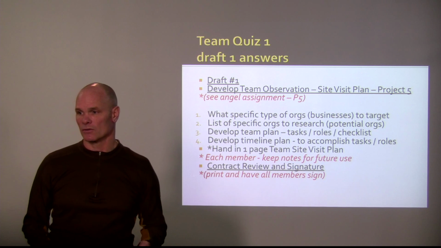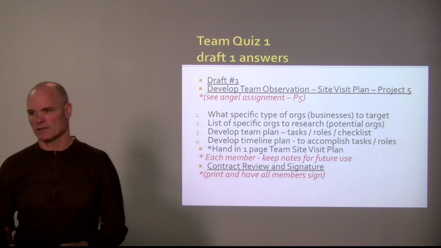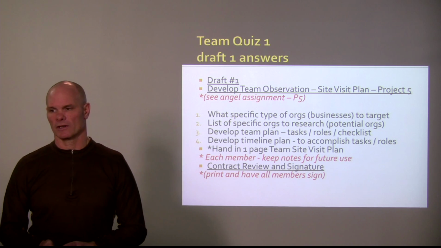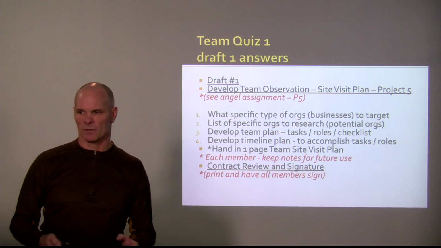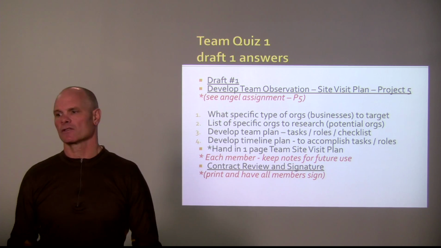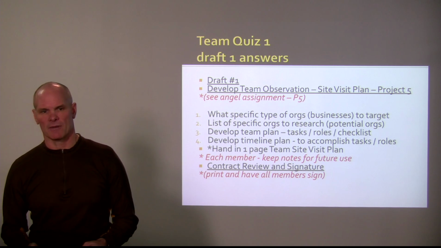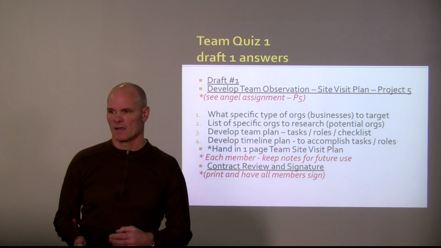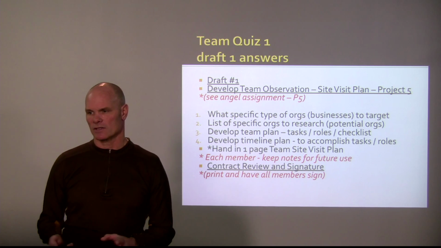Again, when you start to do the answers, this is what you're looking to do: what type of org or business you're going to target. And again, it's Project 5, if you want to look at the rubric there. Some specific orgs to research, develop a team plan, task roles, checklists, look at a timeline, look at the syllabus, and you'll see it's going to happen with pretty quick turnover as soon as we get back. So that's why we want to prepare beforehand. And then just go ahead and hand in that team plan for your site visit.